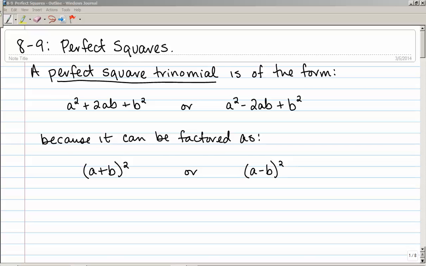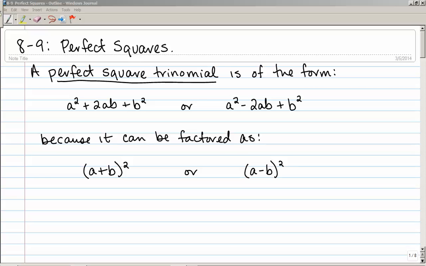Now this should look familiar from a couple sections ago, when we talked about the square of a sum and the square of a difference and how they can be multiplied into the trinomials that we have up above. So in the previous section we had the sum and the difference squared and we ended up with the trinomial. Now we're going to be taking the trinomial and factoring it to get the sum or difference squared.